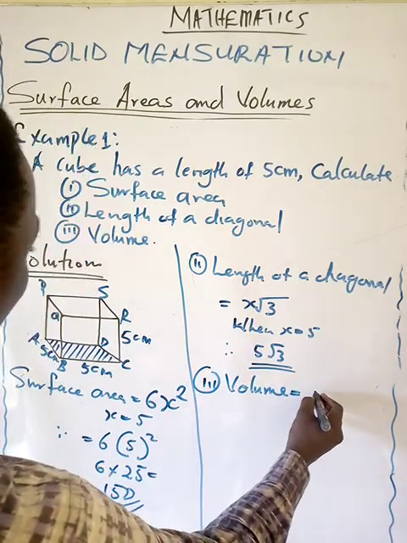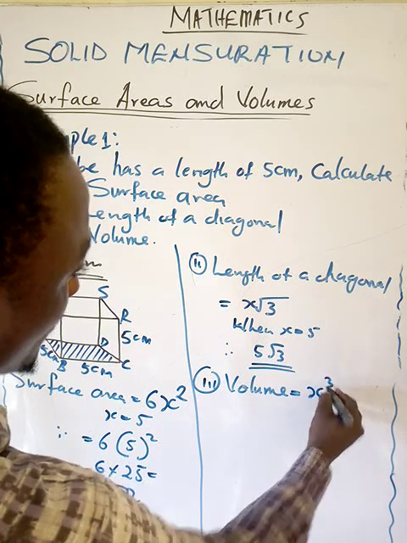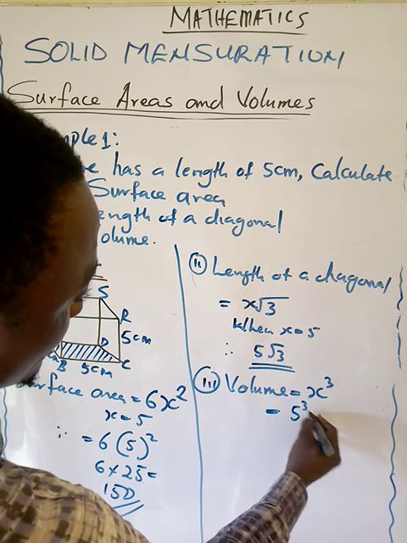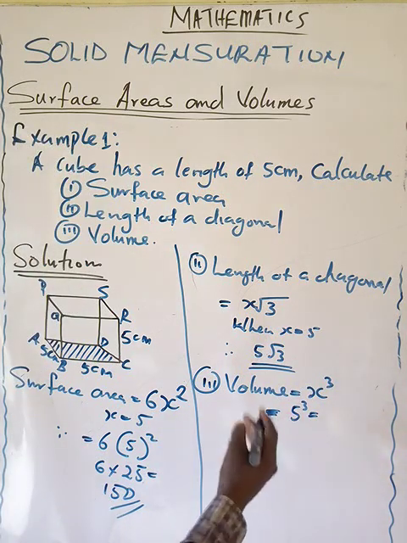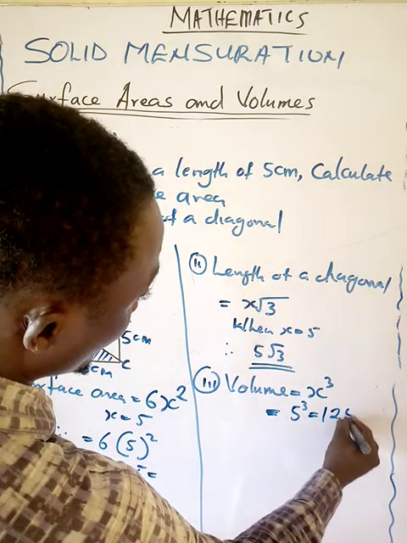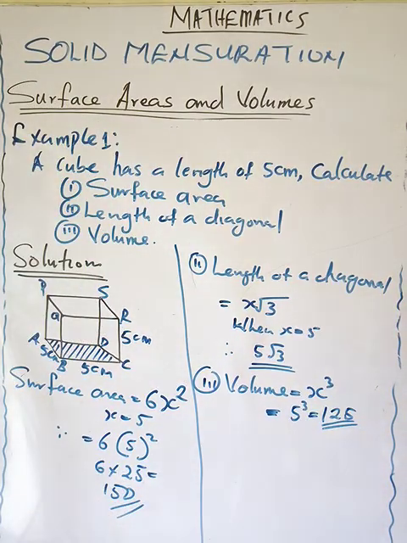Volume is x raised to power of 3. So here now our x is 5, and 5 is power 3. 5 power 3 means 5 times 5 times 5, which is 125. So if you master the formula for this cube, you don't have a problem.